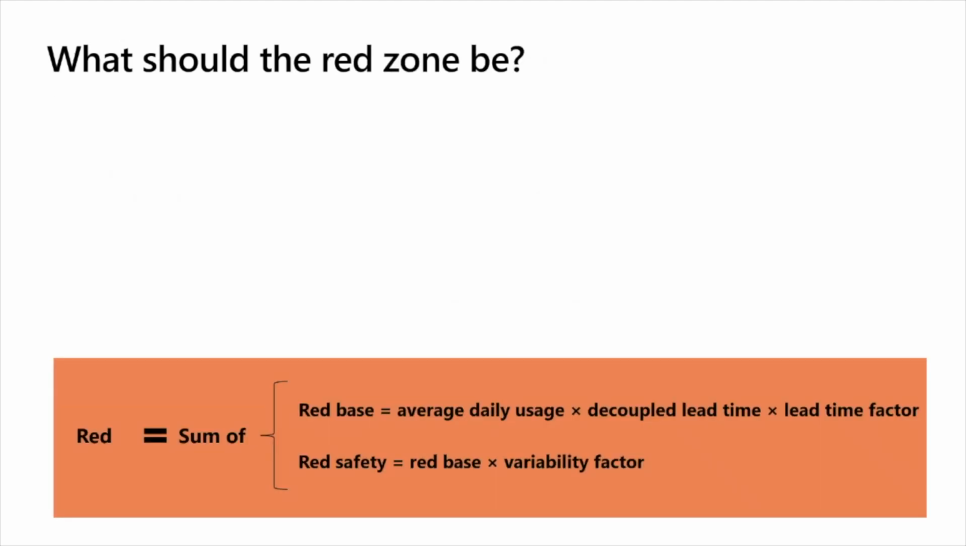Now let's do the red zone. The red zone is made up of two parts, the red base and the red safety. The red base is average daily usage times decoupled lead time times the lead time factor. Then we have the red safety component, which is the red base times the variability factor, which allows us to pad our red zone amount for items that have a higher demand variability. You'll notice that the red base equation is related to the yellow zone, the average daily usage times the decoupled lead time.